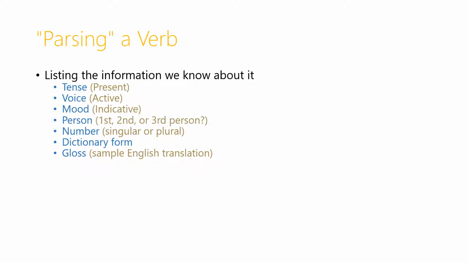Now, a couple of the terms here are new to you. Voice is something that we'll learn more about later on, but suffice it to say that all the verbs we're looking at right now are active in voice. Mood, so far all of these verbs we've been looking at are in the indicative mood. And an indicative verb is, for all intents and purposes, just a normal verb that you use in an ordinary sentence. We'll see in a few minutes some other moods that have special uses.